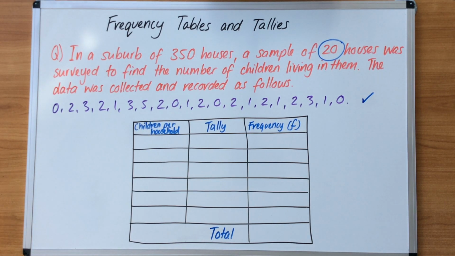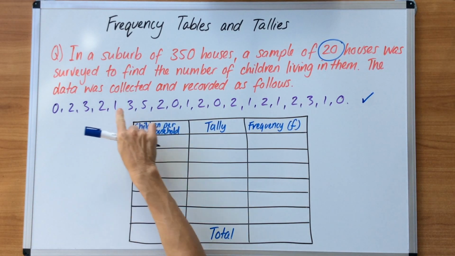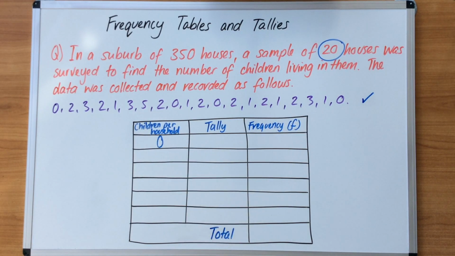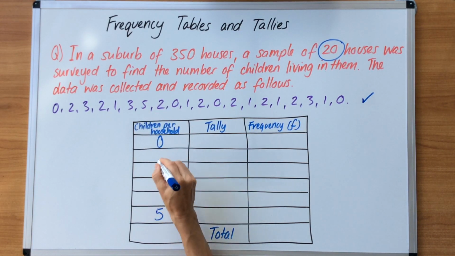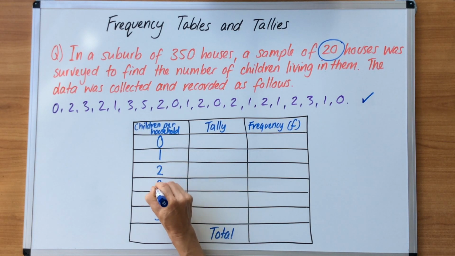So let's have a look at the left-hand side. We're looking at children per household. The lowest number I can see in the data is 0, and the highest number I can see is 5. So I have to write my range of numbers in there. The next part is the tally.